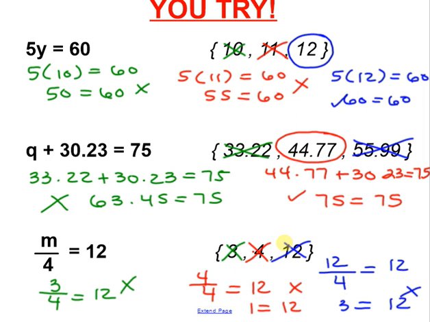Okay, if you're not done yet, go ahead and pause the video. If you are done, let's check your answers. So for the first one, your solution was 12 because 12 times 5 is 60. For your second one, your solution was 44.77 because if you add that to 30.23, it's going to give you 75. And for the last one, none of the solutions worked, and so there is no solution in your set.